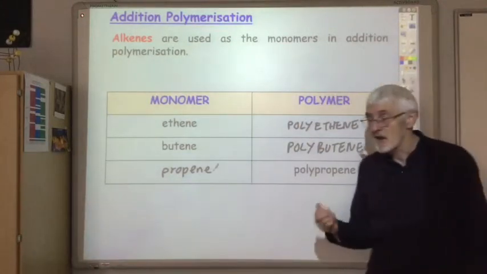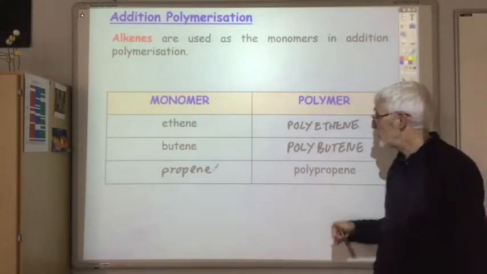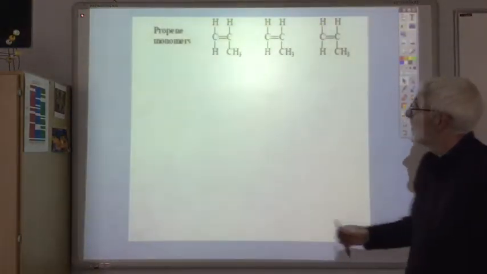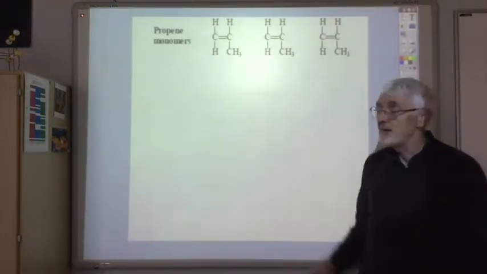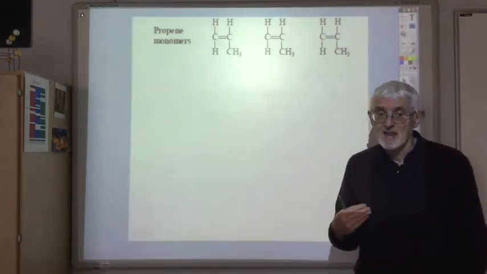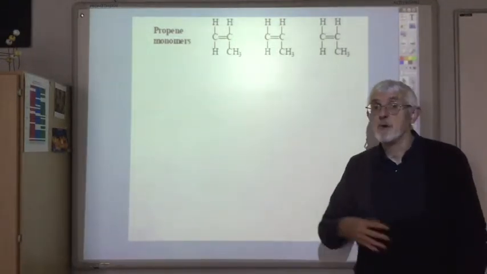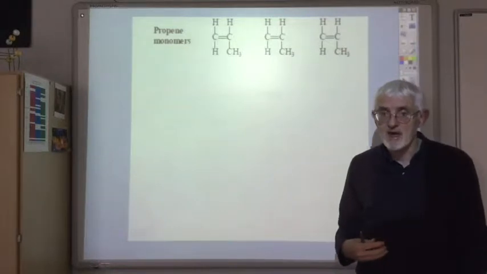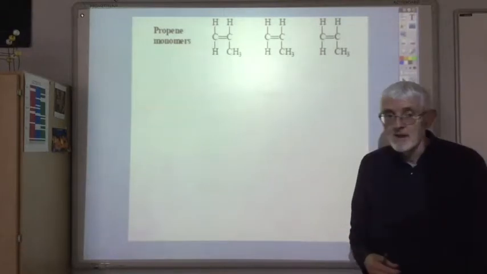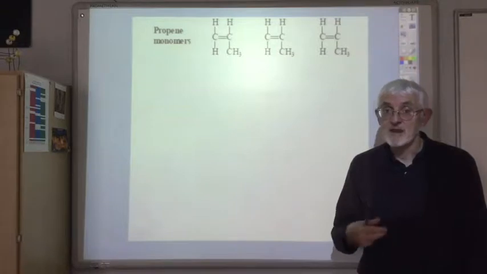So what I want to look at now is the process of addition polymerization, in which propene is turned into polypropene. Okay, so here's 3 propene monomers, and usually in exams when you're asked to show this process, they ask you to show 3 monomer units joining together. In reality billions join together, but obviously you can't show all that. So normally we just show 3 units being joined together. It's called addition polymerization because it relies on an addition reaction.